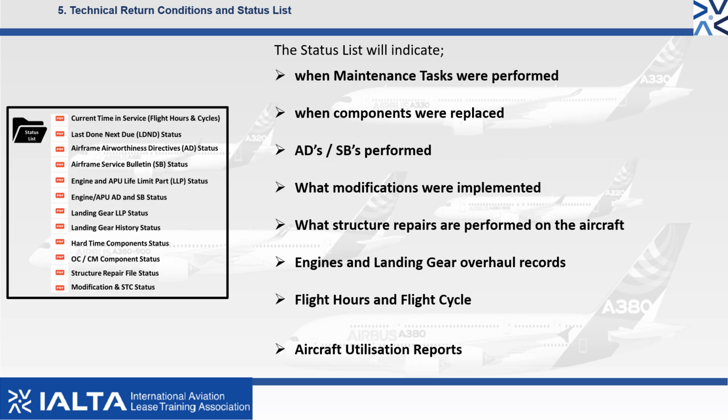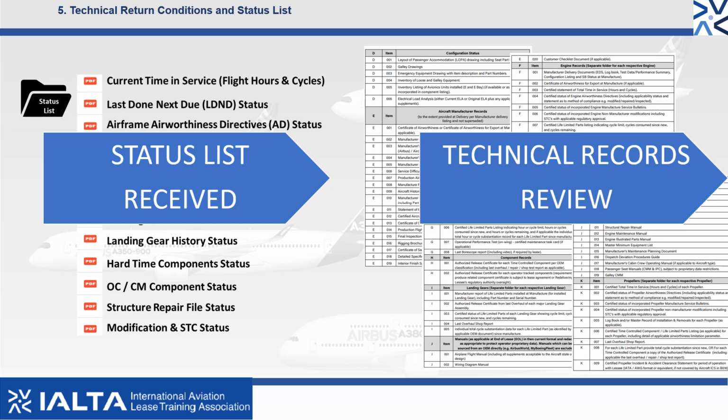The status list will indicate when maintenance tasks were performed, when components were replaced, ADs and SBs performed, what modifications were implemented, what structural repairs have been performed on the aircraft, engine and landing gear overhaul records, flight hours and flight cycles, and aircraft utilization reports. Another point to note about the status reports is that they are a hard date point that allow you to commence the technical record review.